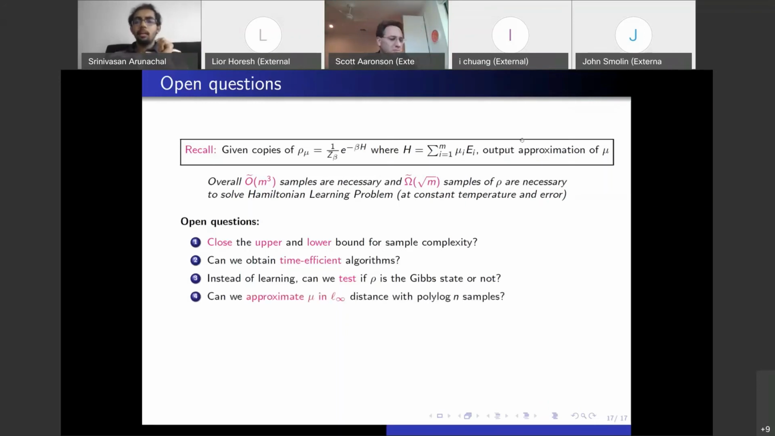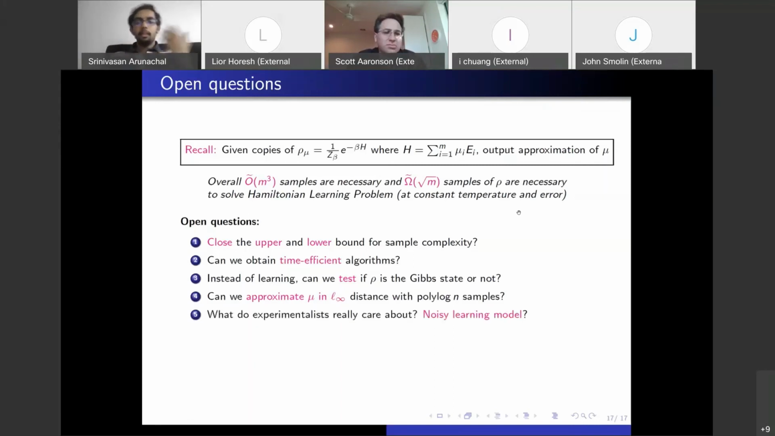One more thing is, in this work, we can only approximate mu up to L2 distance, and that takes sample complexity polynomial in n. But the question is, can we even approximate mu in L infinity distance? Can we do this in poly log n sample complexity? This is known to be true classically. Classically, if you want an L infinity approximation, you can do it in poly log sample complexity. That's the work of Klivans-Meka and follow-up works. But because we use the strong convexity approach, we can only do an L2 approximation. I think it'd be very interesting to see if we can do an L infinity approximation.